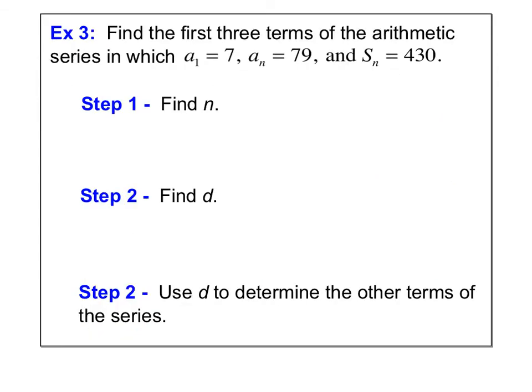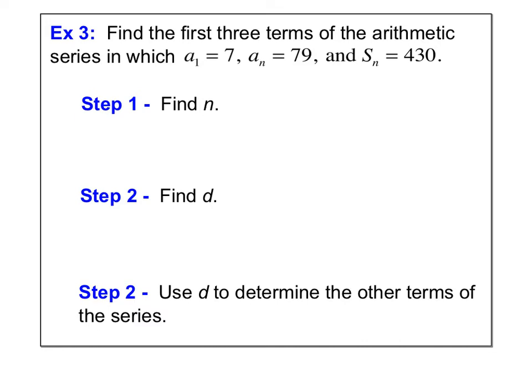In this particular example, our goal is to find the first 3 terms of the arithmetic series, in which the first is 7, the nth term is 79, and we know that the sum is 430. So there are a couple steps involved. The first step, we want to figure out how many terms there are. Makes sense. How many terms are there in the sequence? With that information, then we can move on to find the common difference. Once we know the common difference, we can go back to a sub 1 and we can add it 2 more times to figure out what the first 3 terms of this series will be.